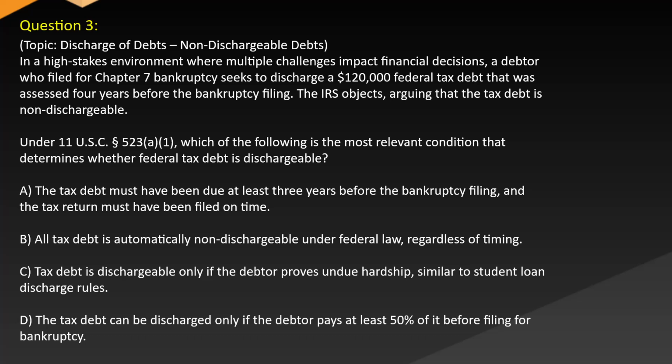A. The tax debt must have been due at least 3 years before the bankruptcy filing, and the tax return must have been filed on time. B. All tax debt is automatically non-dischargeable under federal law regardless of timing. C. Tax debt is dischargeable only if the debtor proves undue hardship, similar to student loan discharge rules. D. The tax debt can be discharged only if the debtor pays at least 50% of it before filing bankruptcy.